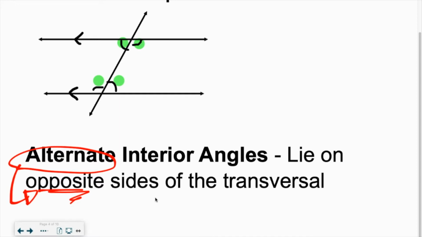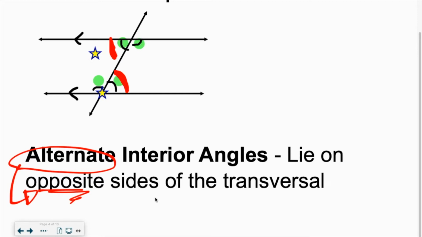Meaning when you go back up here to the top, if I pick this top left one, I want the opposite interior, the alternate interior one. So you're going to come down here, and then since this one on the top was on the left side, we want the one that's on the right side. So these two are alternate interior angles.